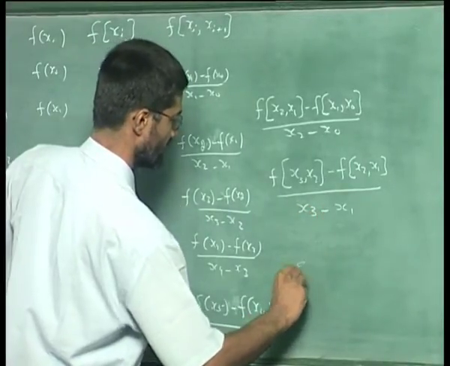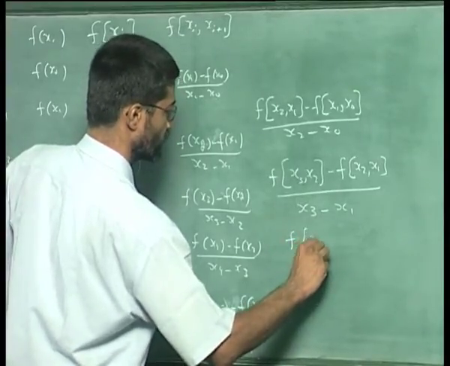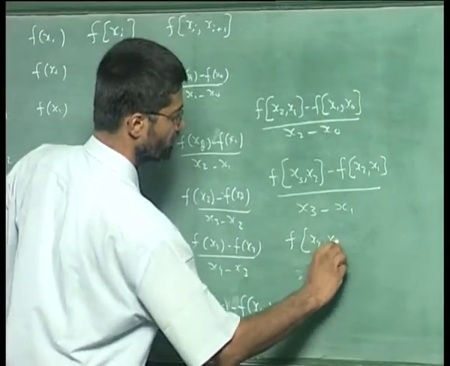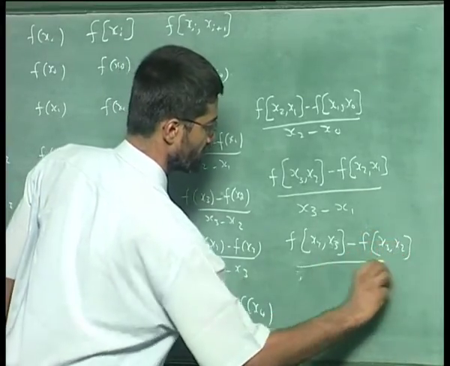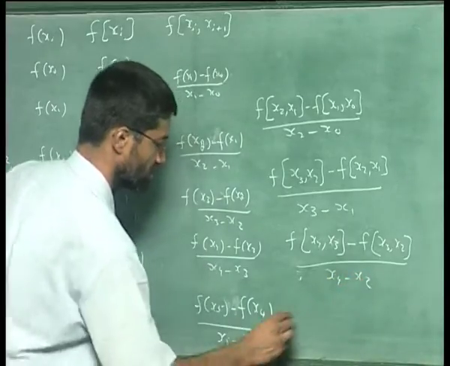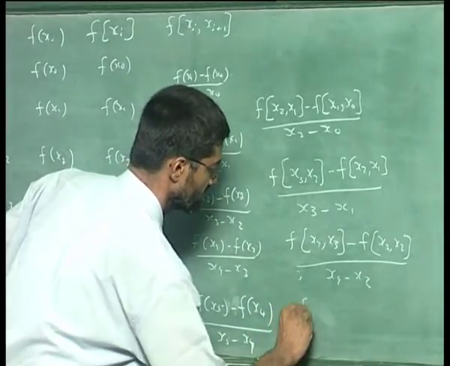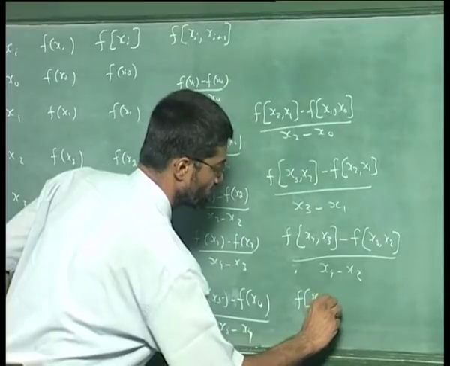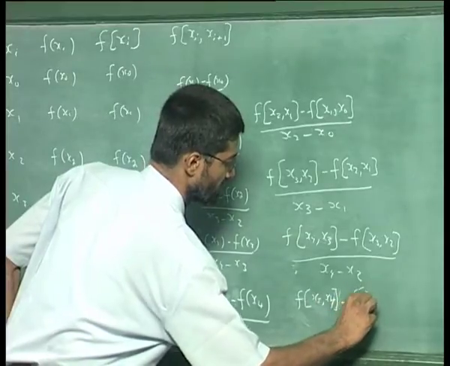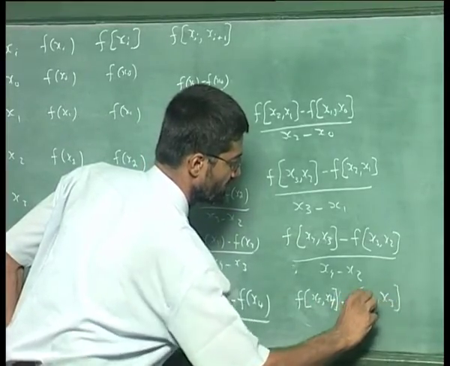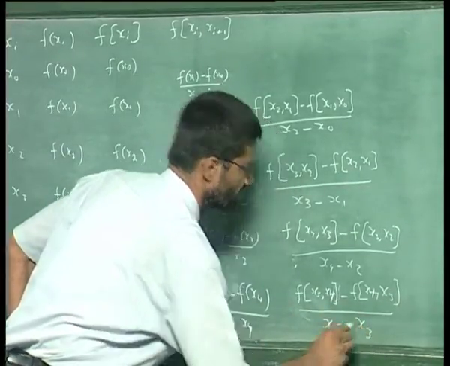and here the next term would be f of x3 x4 minus f of x2 x3, divided by x4 minus x2, and the last would be f of x4 x5 minus f of x3 x4, divided by x5 minus x3. Now we can construct further.